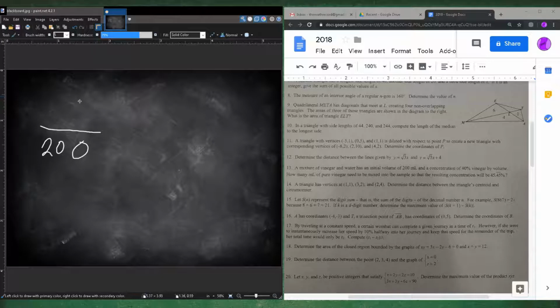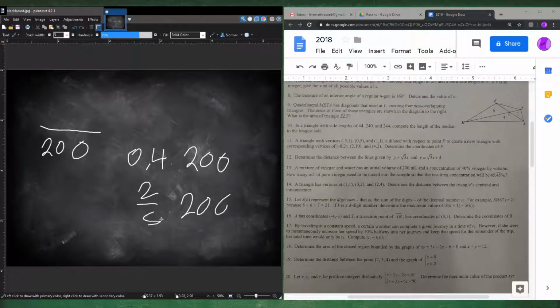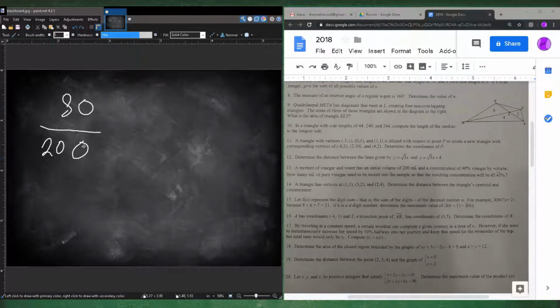So 40% is vinegar. So 40% times 200, so 0.4 times 200. 0.4 is the same thing as 2 over 5 times 200. So that's 40, and 40 times 2 is 80. Okay. So we have 80 milliliters of vinegar, right? So this is our initial. Now we want to increase it. So how many milliliters of pure vinegar? It's 100% vinegar. So if we add pure vinegar, then we just add to that 80, and our total will just raise by the same amount, right? So it's basically this.